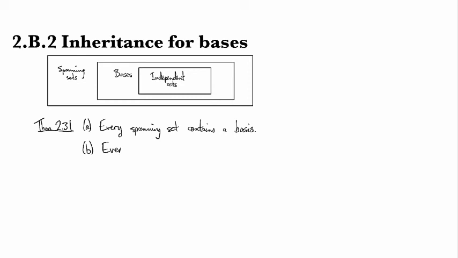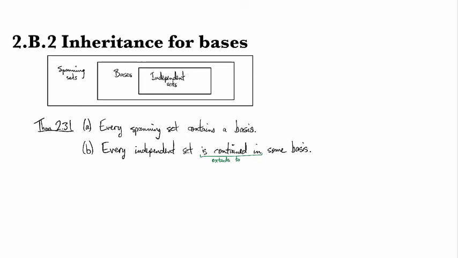And the other one is that every independent set is contained in some basis. Or the way that this is often phrased is people say extends to, because in practice you might have a few vectors that are independent, and then you say, well, let's make a basis out of this by extending it to some bigger thing.